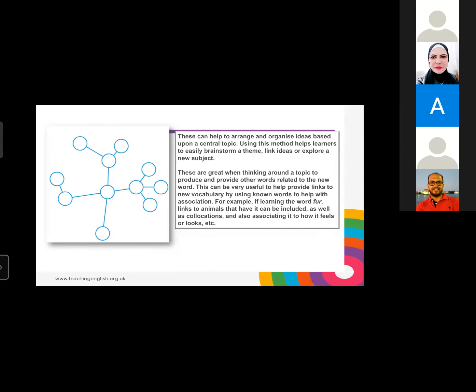Here is another example. If you notice or look here, this can help to arrange and organize ideas based upon a central topic. For example, if I told you about this picture, if I write food in the middle, what can come up into your minds quickly? I need each one of you to say just one word, food.